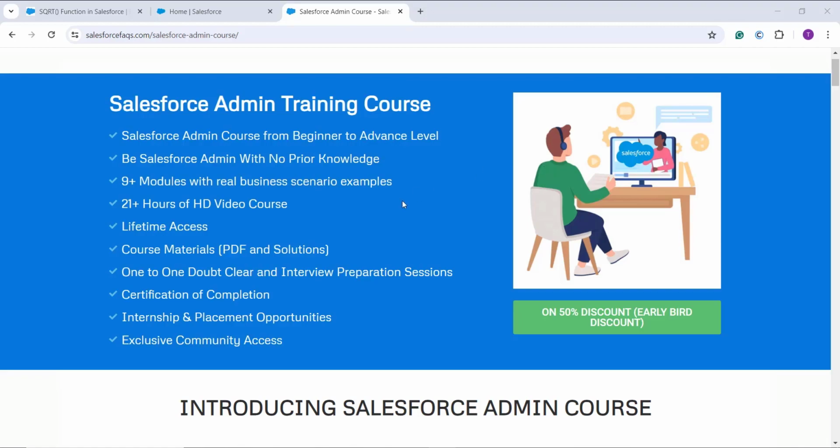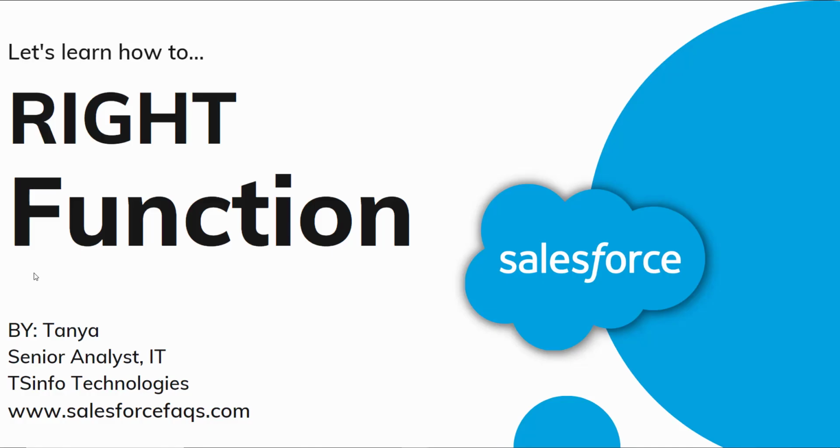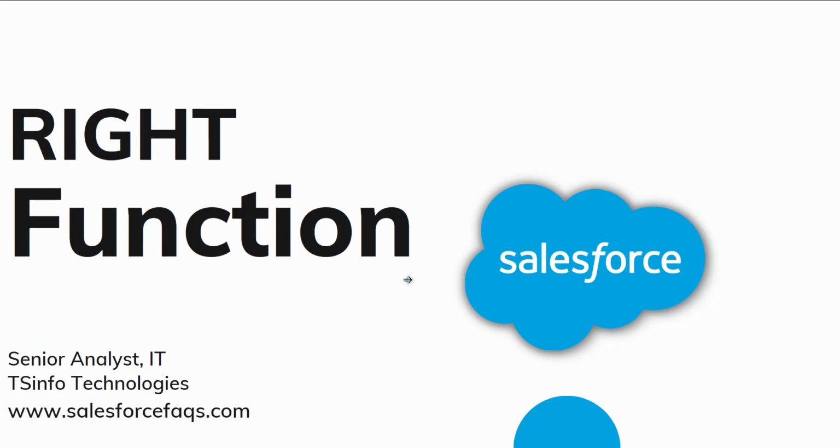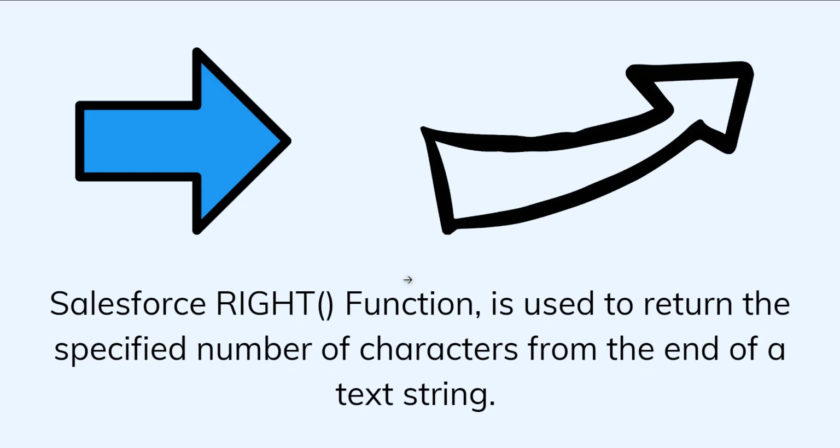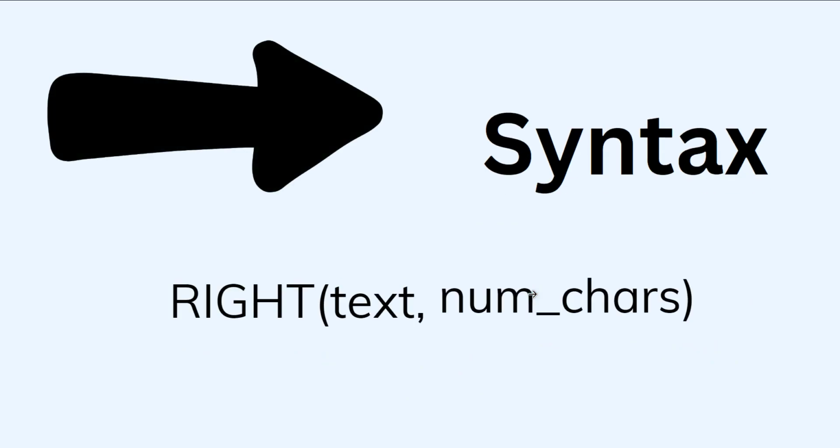So now let's move back to our today's topic. So today in this video we are going to learn about the RIGHT function in Salesforce. So let's proceed and firstly understand what we mean by this RIGHT function. This RIGHT function is one of the text functions of Salesforce that is used to extract the specified number of characters from the right side of the string. And the syntax of this RIGHT function is given on your screen.